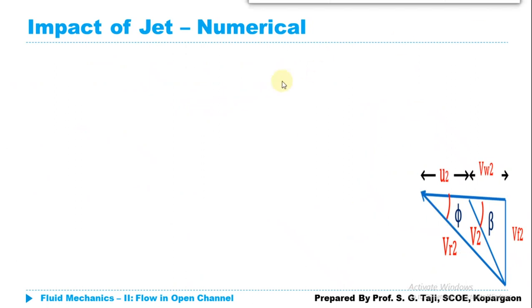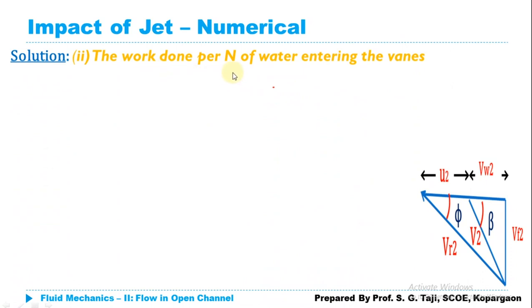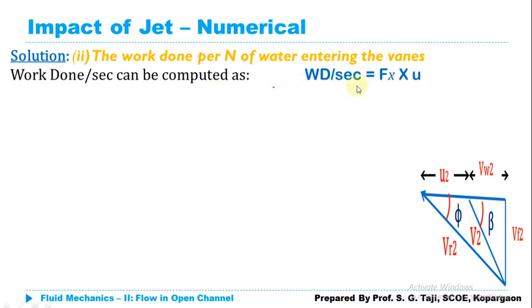What do we need to calculate? We are asked to calculate the work done per second per unit weight of the water. First, we need to calculate the work done per second, and then divide it by the weight of water striking per second. You can directly make use of the equation, but as this is our first time using work done per second per unit weight while solving a numerical, we will derive the equation. How can we calculate work done per second? That is given by Fx multiplied by u. What is the equation for Fx?